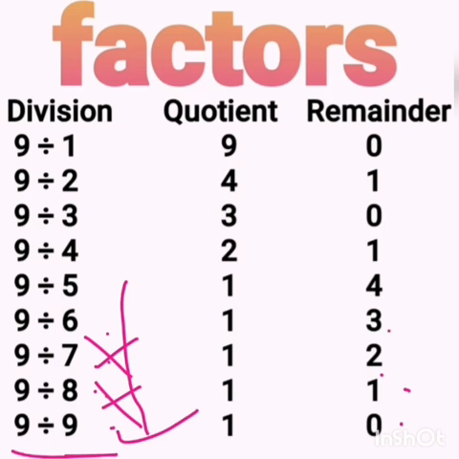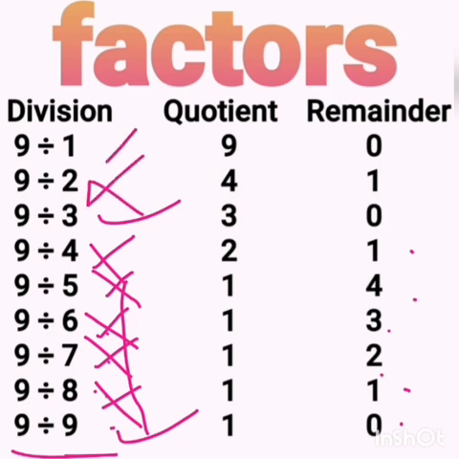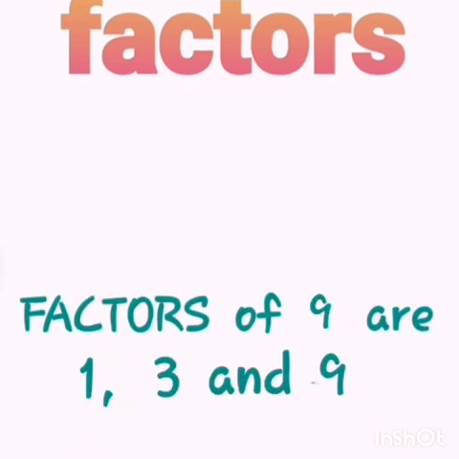6 has remainder 3. Even this is not a factor. 5 has remainder 4. Even this is not a factor. 4 has remainder 1. It means it is not a factor, right? 3 is a factor because it has 0 remainder. 2 is not a factor and 1 is a factor. So what are the factors of 9? 1, 3 and 9. So factors of 9 are 1, 3 and 9.